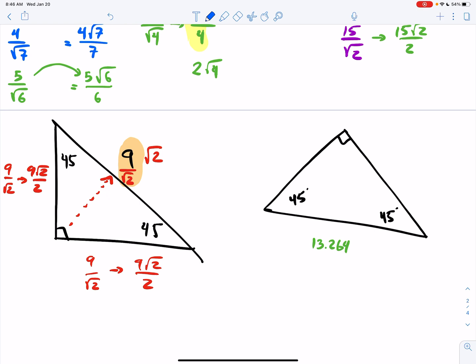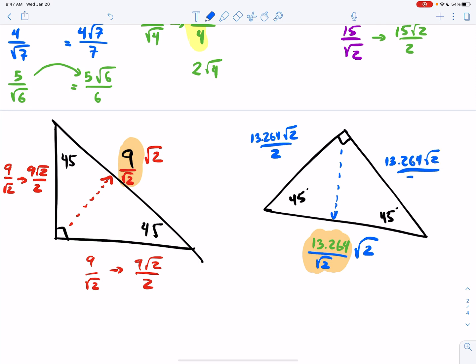Okay, so I noticed right away the hypotenuse doesn't have a radical 2, so I'm going to put one in there, but I'm going to balance it by putting one below the number. The value in front of the radical 2 is going to be the same values for my legs. So this is going to be 13.264 radical 2 over 2. And this is also going to be 13.264 radical 2 over 2.